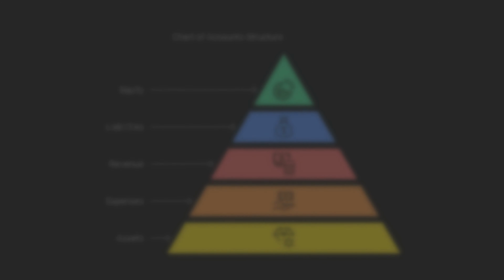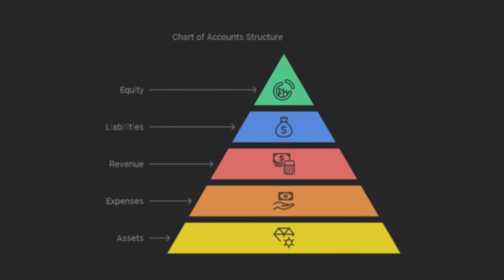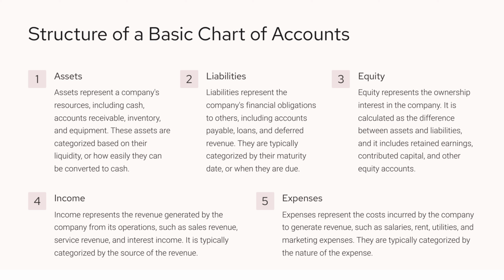Let's break down the key components of a basic chart of accounts. Typically, it's divided into 5 major categories. Assets. These are the resources a business owns, things like cash, inventory, equipment, or even prepaid expenses. Imagine assets as the things that will benefit the business in the future. Liabilities. These represent the obligations or debts a business owes. Think of things like loans, accounts payable, or tax obligations. Liabilities are what a business has to pay back in the future.